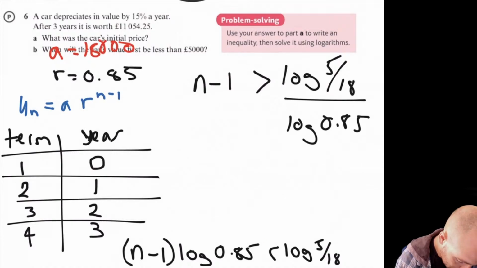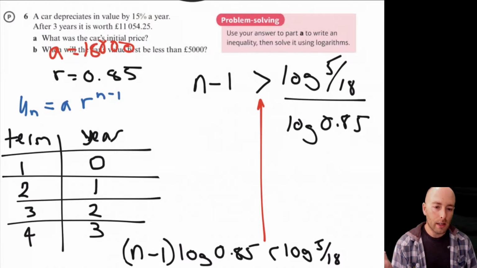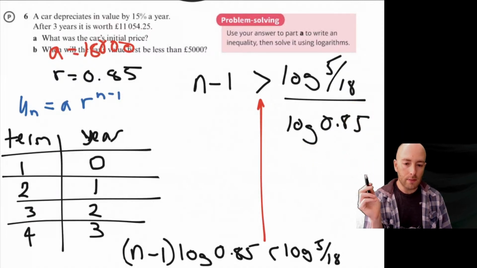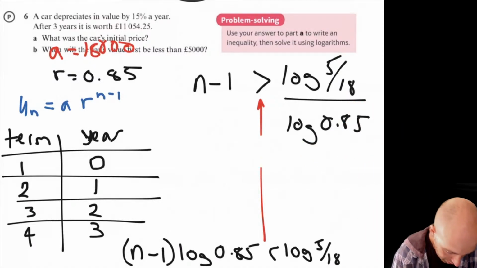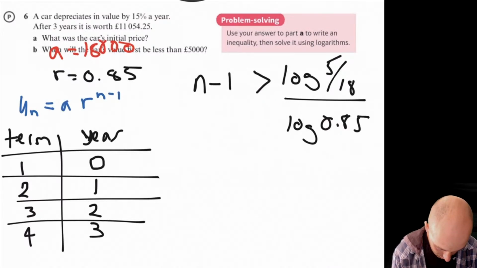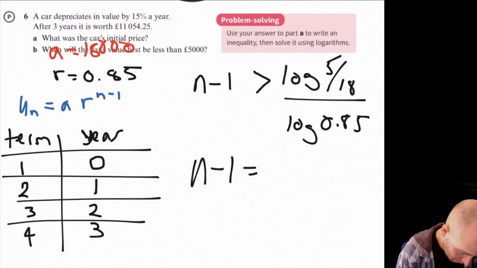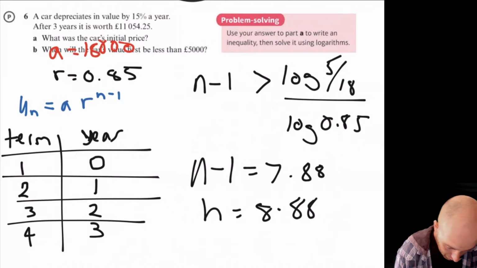So we can see I've flipped the inequality round because I've divided by negative. This thing here is negative. Be careful with that. So I should be able to just type this into the calculator, add 1 and find n. So we get n minus 1, 7.88, so n equals 8.88.